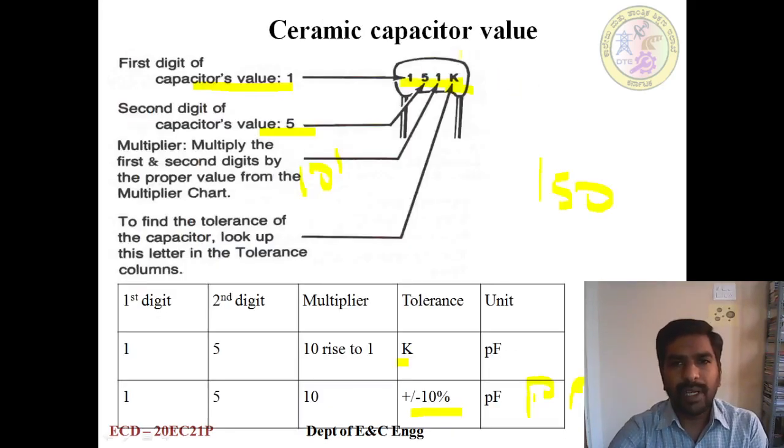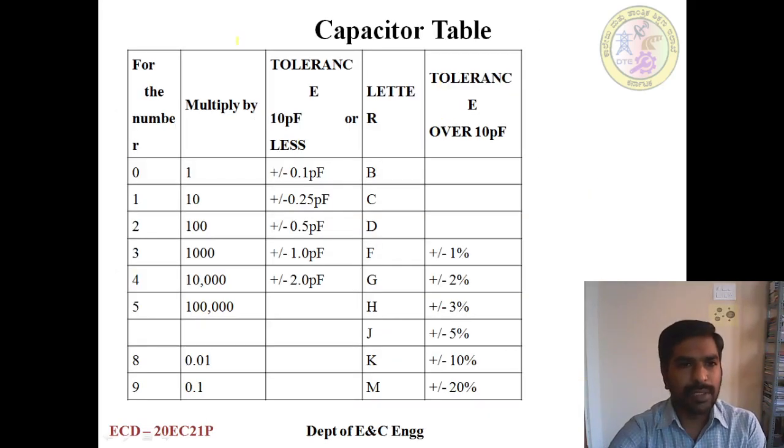See, we have 15K like that. What is that? See, 0 to 5, we can use this as a digit and multiplier. If it is 5, it means 10 raised to the power of 5. If it is 8 or 9, they have to multiply by 0.01 for 8 and 0.1 for 9. And the tolerance will differ if it is 10 picofarad or less than 10 picofarad.